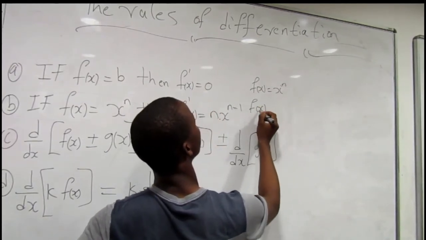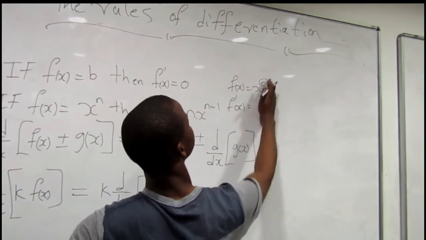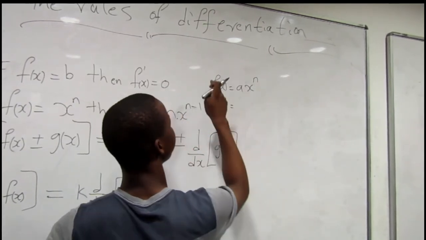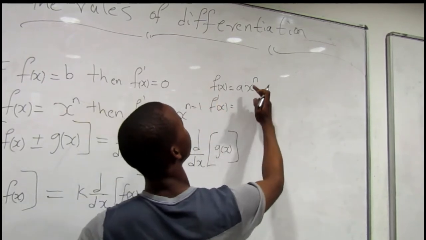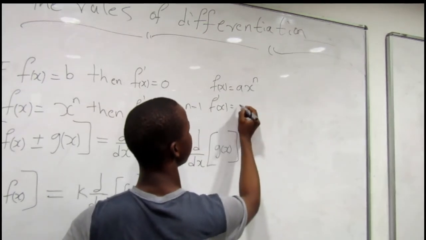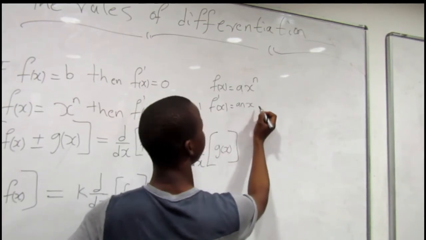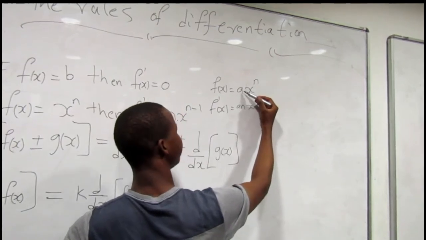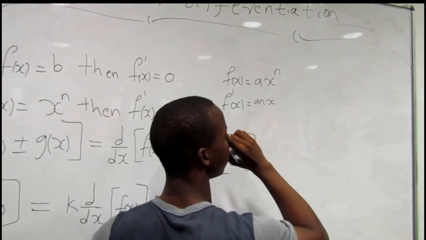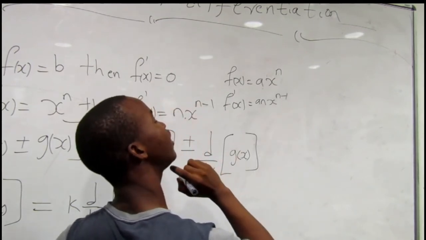For the derivative, we need to take this n and multiply it here. Let us consider that it is a x to the power n. When we differentiate this function, we are going to take this n multiplied by a first, then after multiplying n times a, you subtract 1 from the power n, which gives n minus 1.